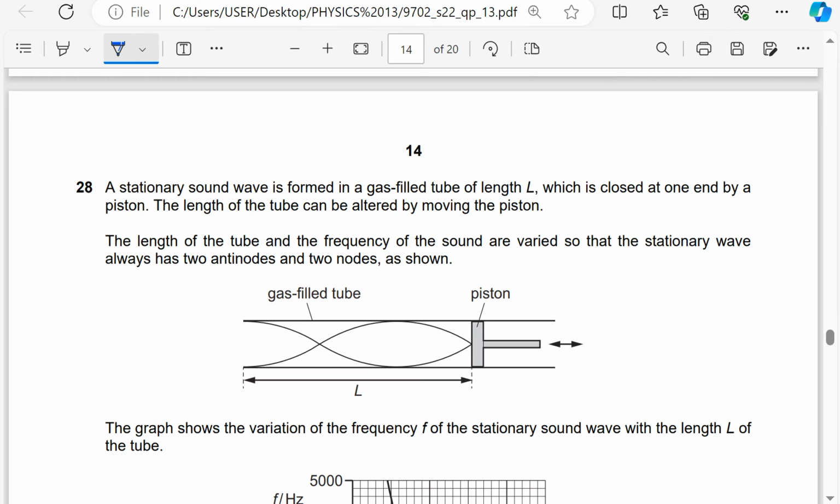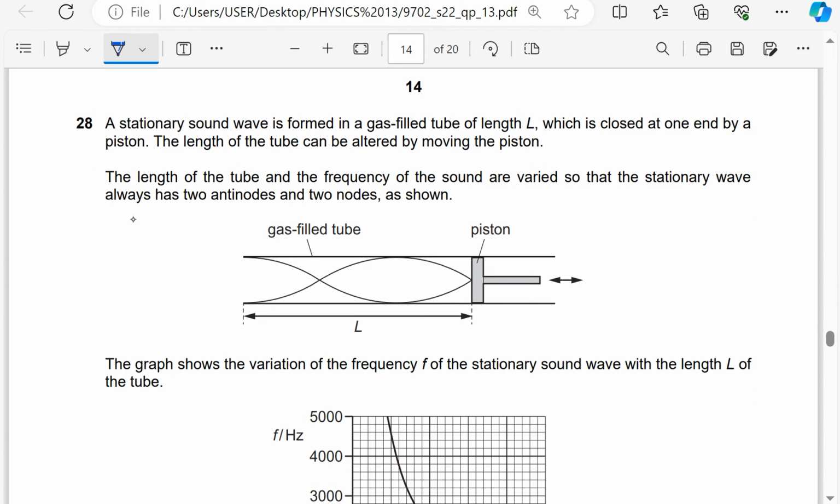A stationary sound wave is formed in a gas-filled tube of length L, which is closed at one end by a piston. The length of the tube can be altered by moving the piston. The length of the tube and the frequency of the sound are varied so that the stationary wave always has two antinodes and two nodes. Okay, so we can first of all establish what the length stands for here. This is a half plus a quarter. Half plus a quarter, those are 3/4 of a cycle. So this is 3/4 wavelength, which means the wavelength will be 4 times the length L divided by 3. That is the wavelength.